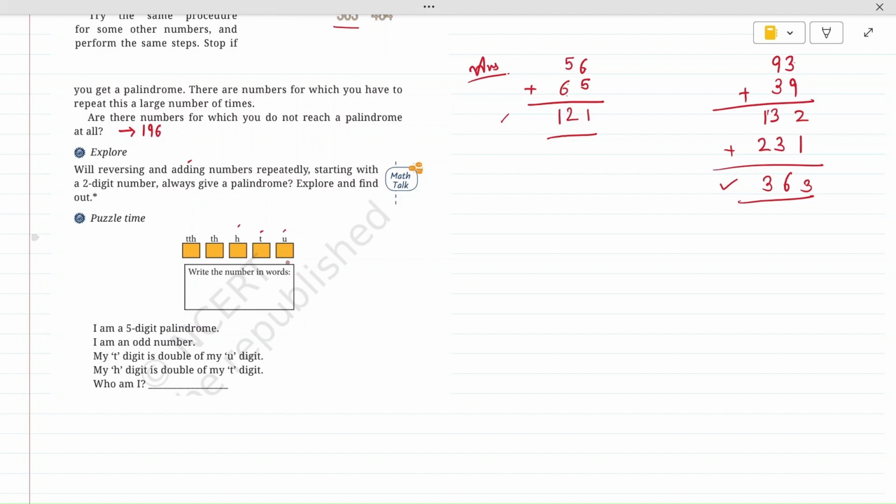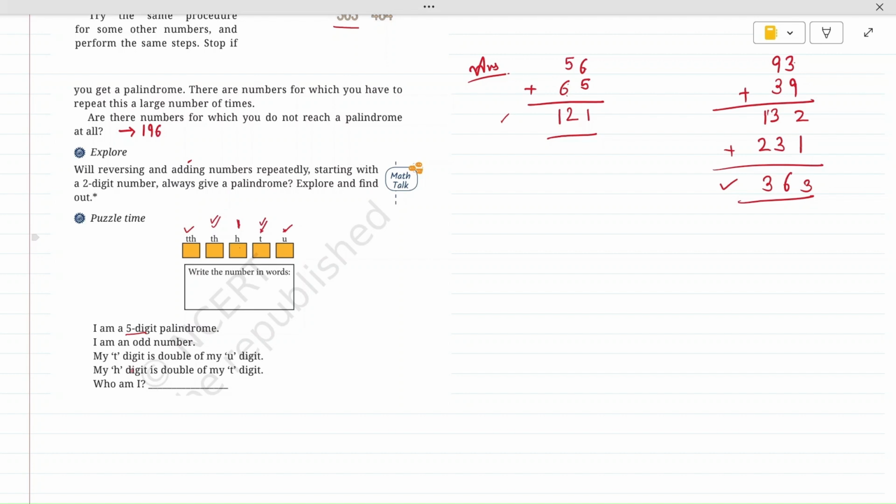So kids, first of all, if the number is a palindrome and it's a 5-digit number, that means this digit should be the same as this one, and the ten-thousands digit should be the same as this one. So this is one thing we understood about a 5-digit palindrome number. Also, it is given as an odd number.